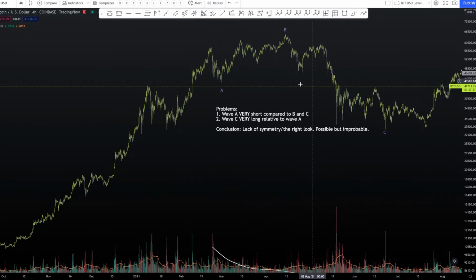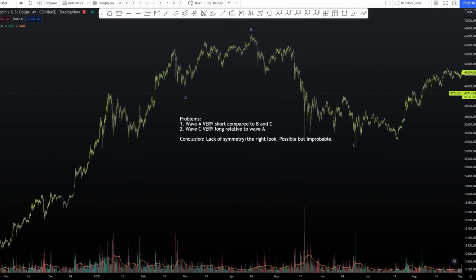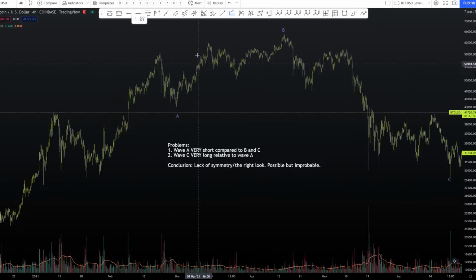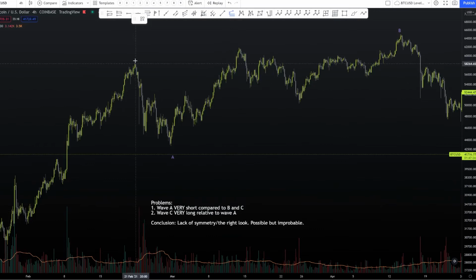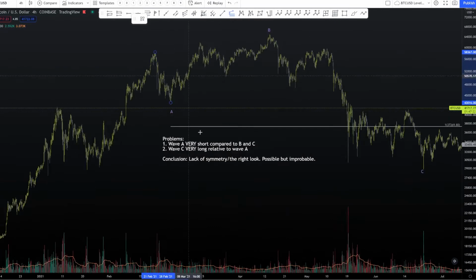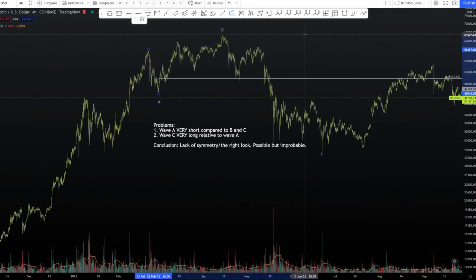Also, the wave C is very long compared to the wave A. Typically the wave C falls between about 100% and 165% of the length of the wave A. In other words, if we take a trend-based Fibonacci extension tool, we compare the length of this wave A to the top of this wave B.